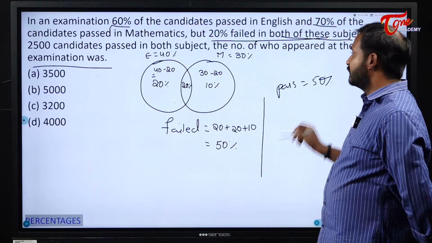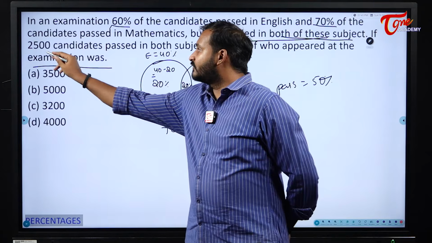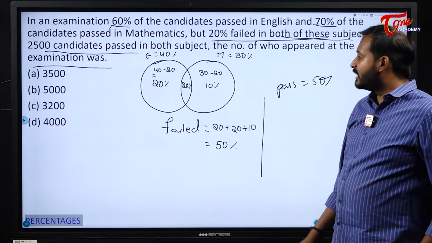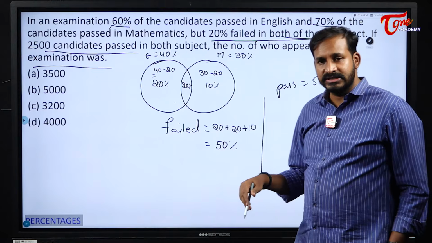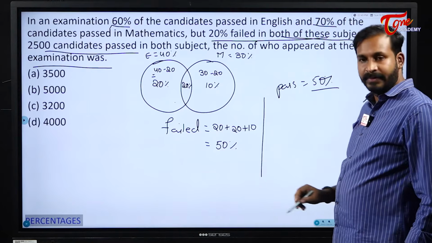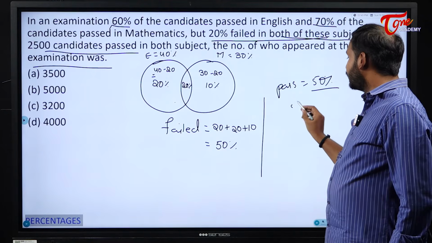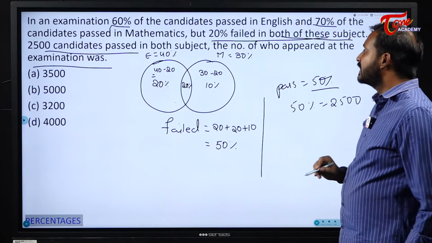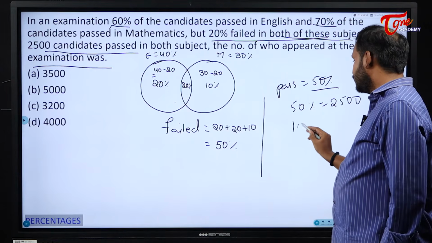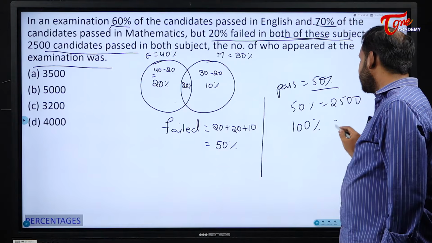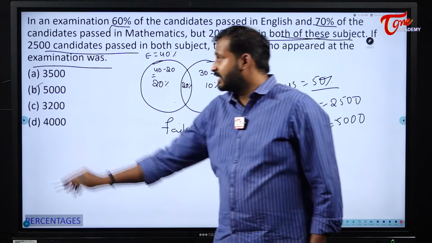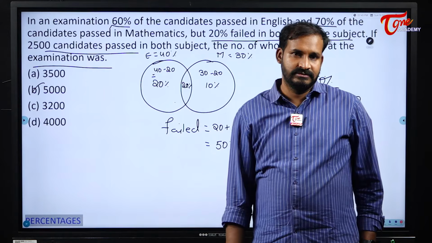50%. According to the question, 2500 candidates passed in both the subjects, right? That means pass is 50%. So 50% is equal to what? 2500. They are asking us the total number of students. 100% becomes what for us here? 5000. 100% becomes 5000 for us here.